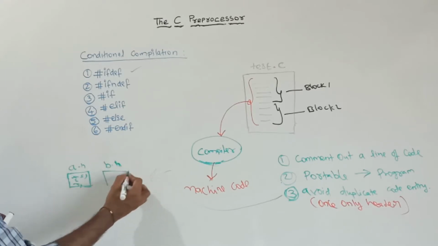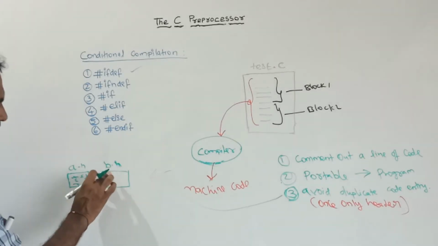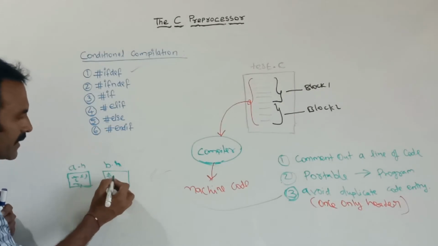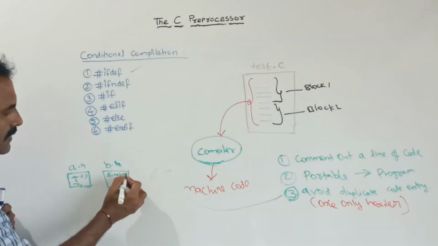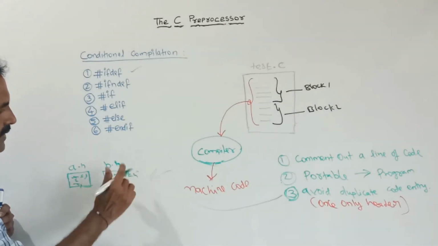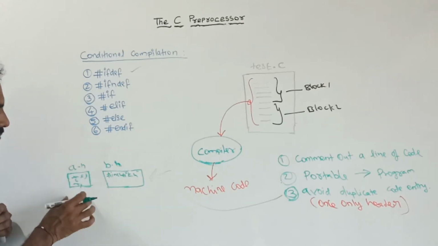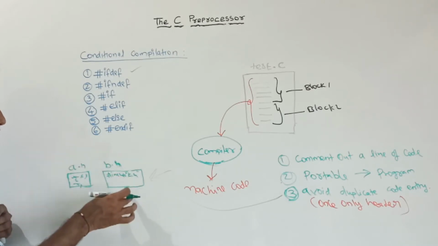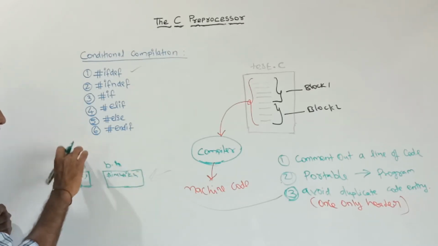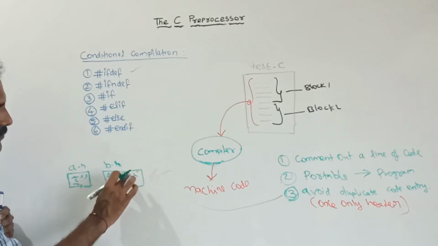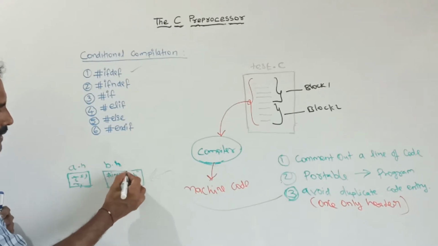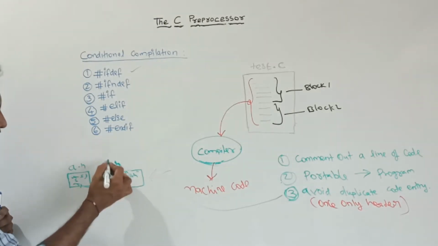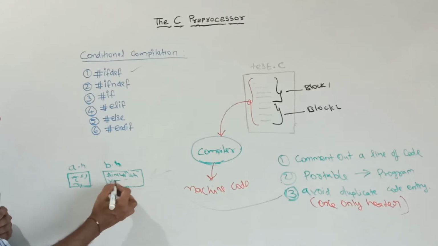Here, very first, I am including a.h within double quotes. So here I am having two files. First a.h, where I have some set of code. Next b.h. Here I am including this a.h into the b.h header file. After that I am having some set of functions.